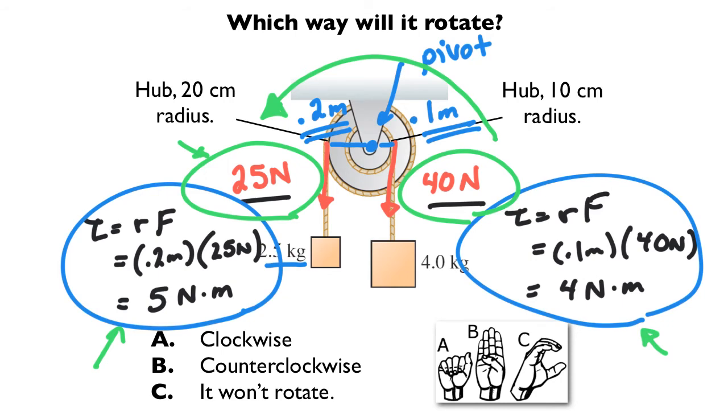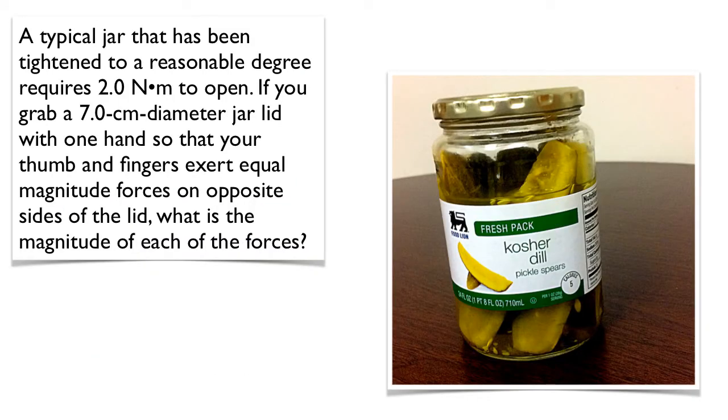Now, let's do some more torque calculations. And this is a classic, okay? It turns out there's standards for how tight you make jars. And it is supposed to take a torque of about 2 newton meters to open a jar. And that's kind of a standard. They tighten jars that tight. And if you can apply a torque of 2 newton meters, you can open the jar.